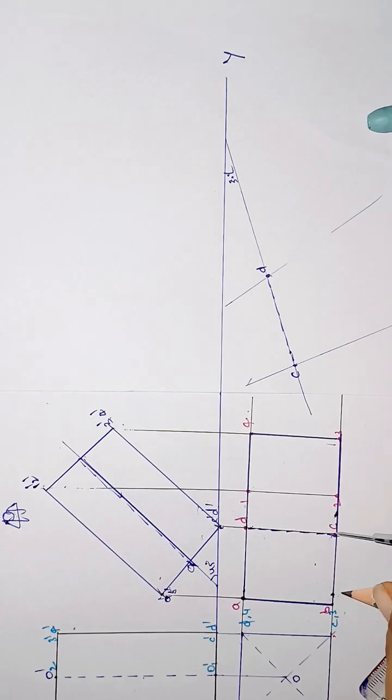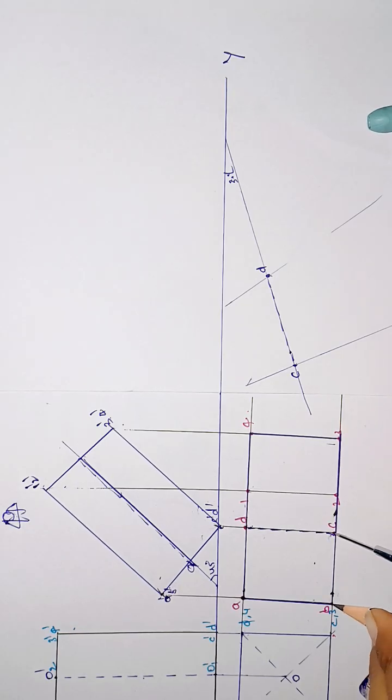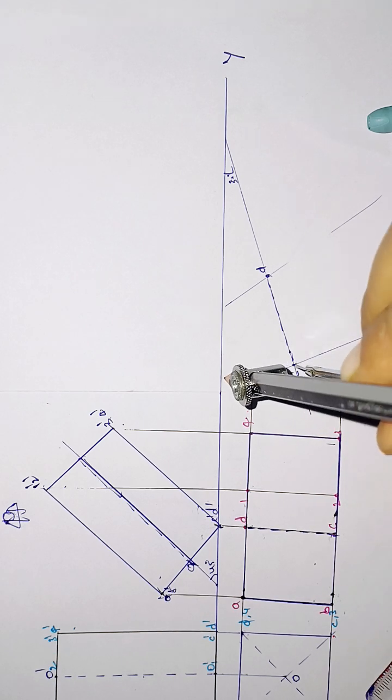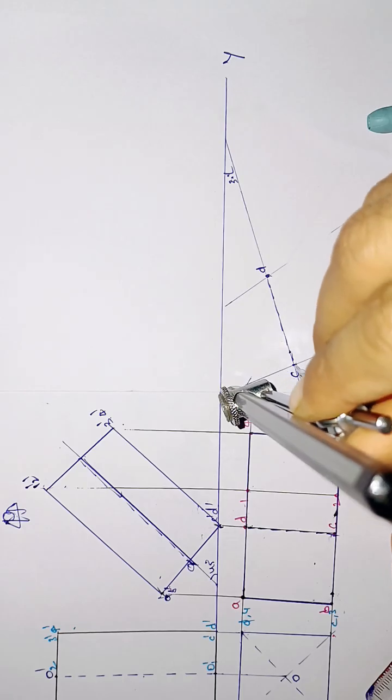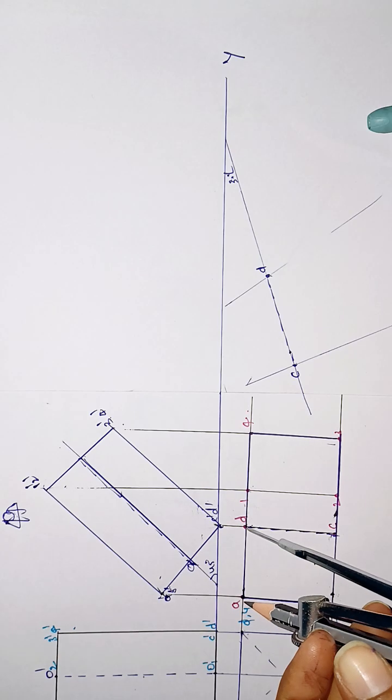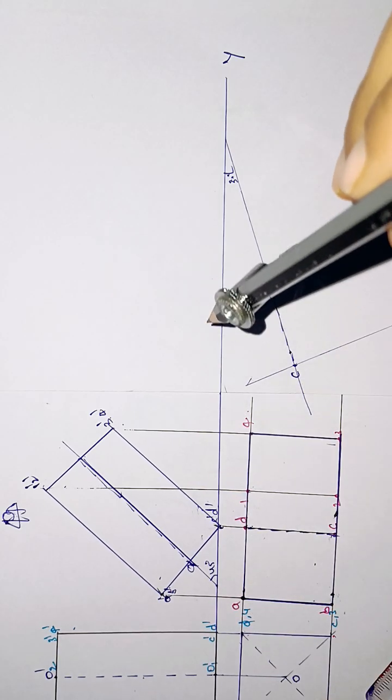Then you have to take a compass. With the help of C, take a radius of C to B. From C to B, you have to take a compass and draw a light line. Similarly, D to A, you have to draw.